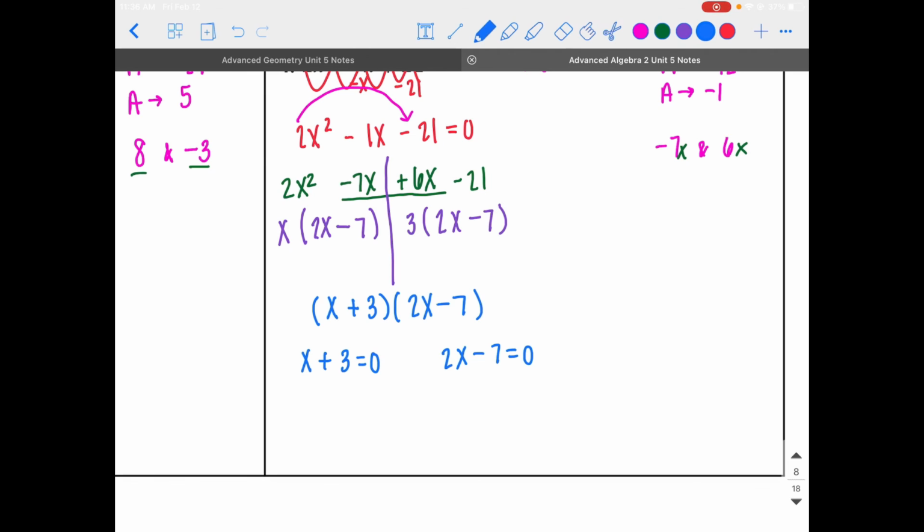On the first one, all I have to do is subtract 3 to get x equals negative 3. On the other one, I need to first add 7, so 2x equals 7, and then dividing by 2 gives me x equals 7/2. If it's a nice number that's going to end up being just a nice decimal, like 0.5, you could write that as 3.5. That's fine. But if it's like a repeating decimal, then you would need to leave it as a fraction.